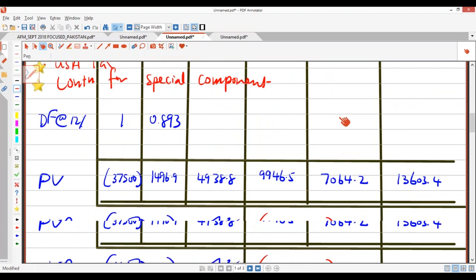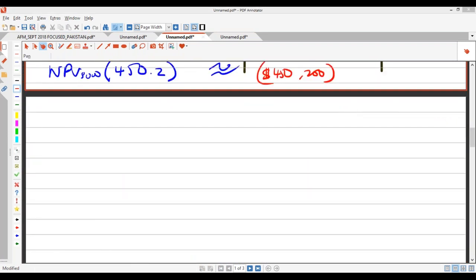Everybody clear with the first phase, Appendix 1? Okay. Let's take some questions here.